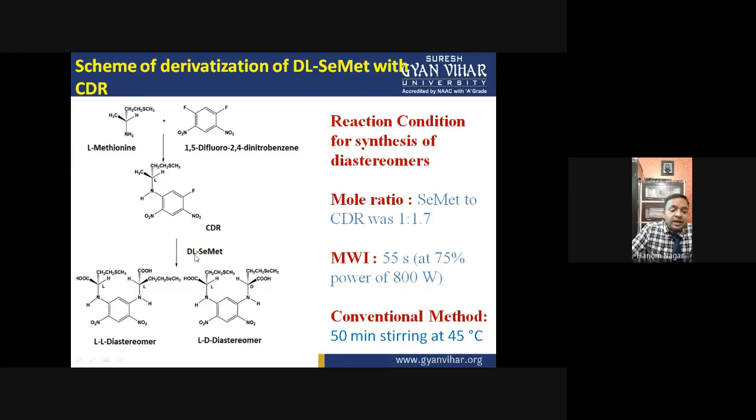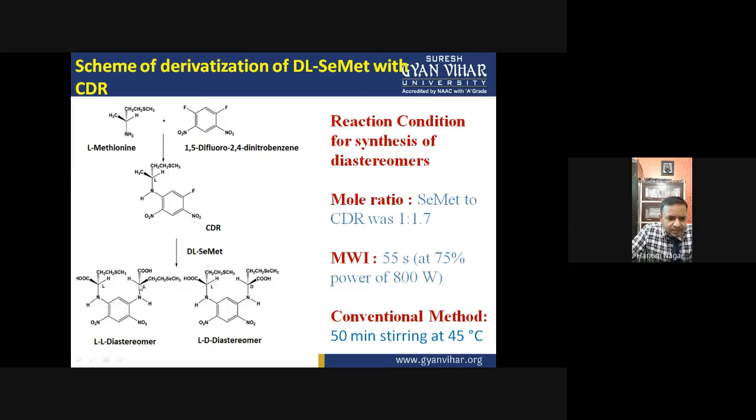Here, if the L enantiomer of selenomethionine reacts with chiral derivatizing reagents, then there is formation of the LL diastereomer. While if the D isomer of selenomethionine reacts with chiral derivatizing reagents, then it produces the LD diastereomer, where L is the configuration of this L-methionine amino acid, and this is from selenomethionine D. If you see the structure of these diastereomers, we can see it easily here.